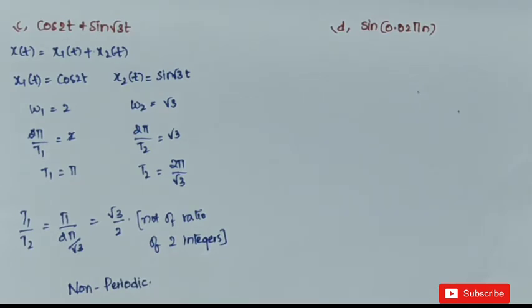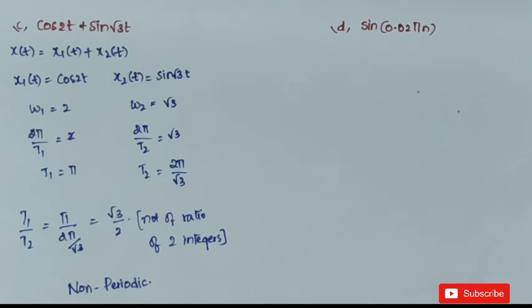Once again I will repeat this question. Here the signal is cos 2t plus sine root 3t, a summation of two individual signals. Actually these two signals are periodic if we calculate individually, but we don't know when we calculate the summation whether the signal is periodic or non-periodic. So first of all we need to calculate the individual periods of the two signals.